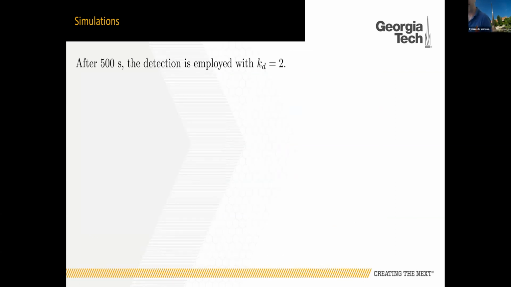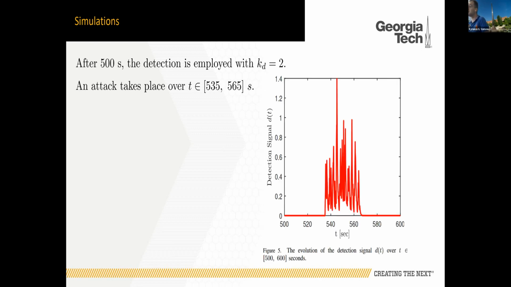Of course, we can also check if our detection works. Let's say that after 500 seconds, I want to detect an attack. So I deploy my detection signal, and between 535 and 565 seconds, I saw this difference in my detection signal, so I can guarantee that an attack happened. Okay, so this is almost the end of my second part of the talk.